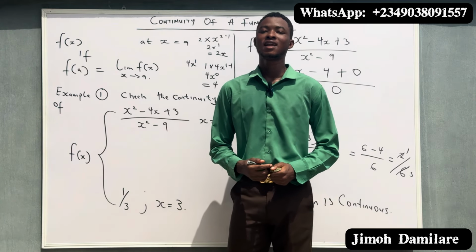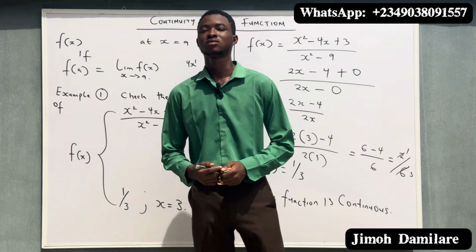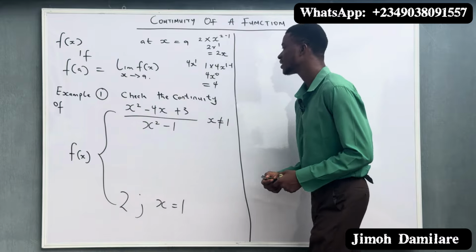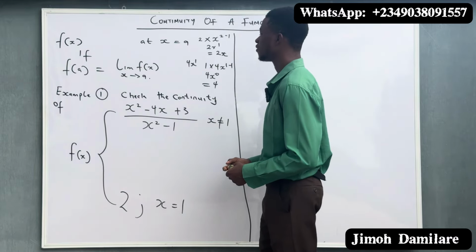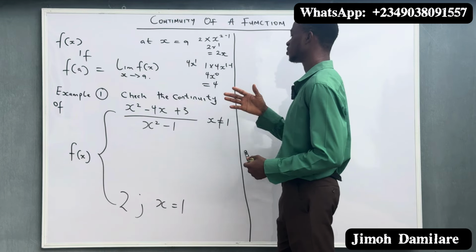So let's look at the last example on the continuity of a function. And moving to the last example as written on the board, the question says, check the continuity of f of x equal to x squared minus 4x plus 3 all over x squared minus 1. And the first condition that we have says that x must not be equal to 1, while the second condition says x is equal to 1.